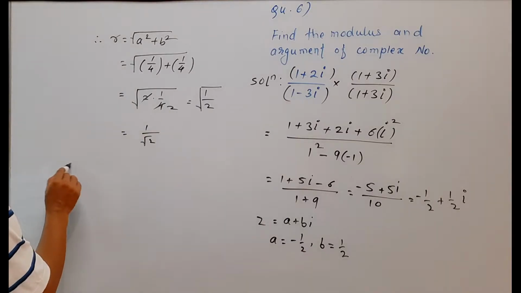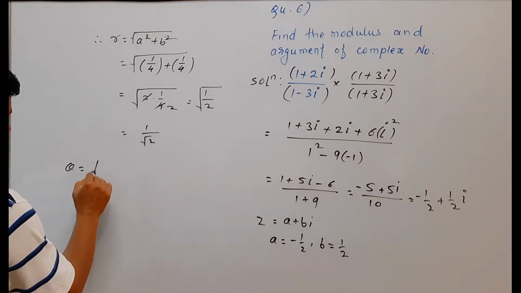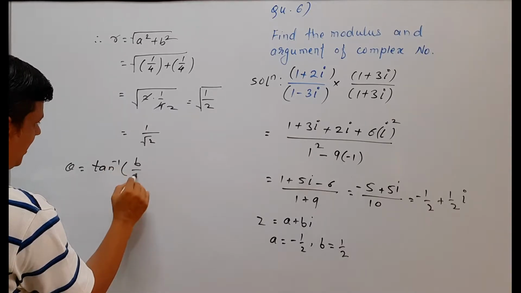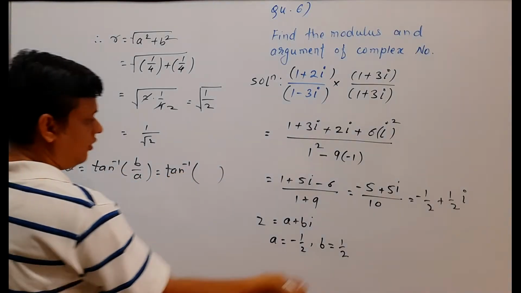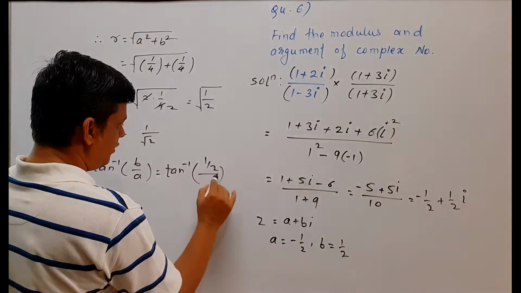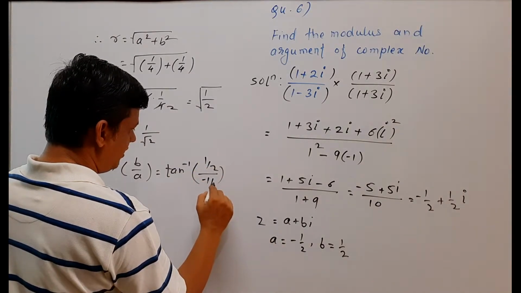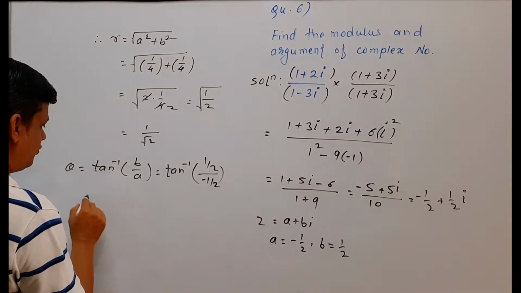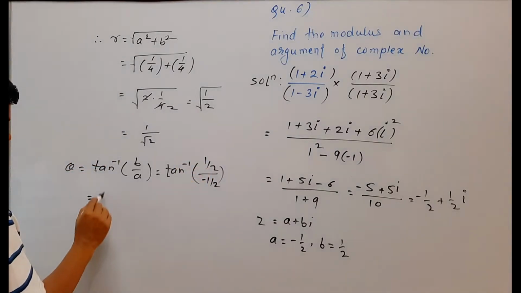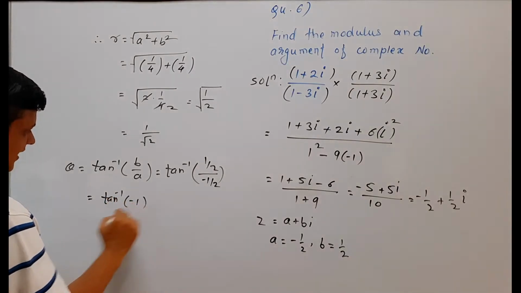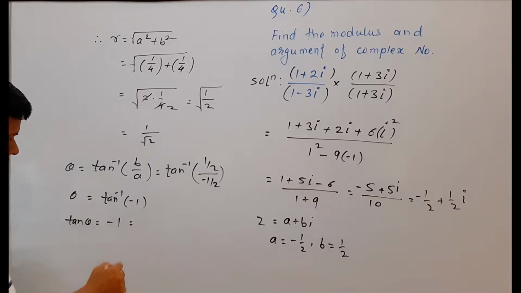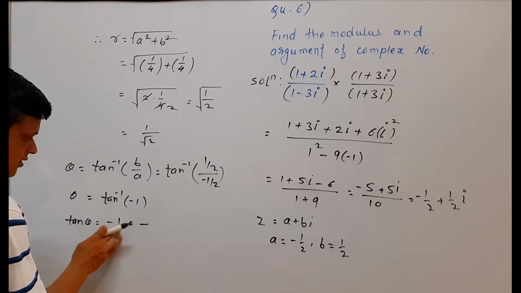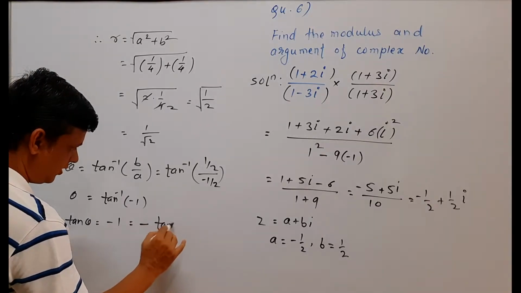Now we have to find the argument, that is the value of theta. So we write here theta is equal to tan inverse of b by a. That is equal to tan inverse of b, value of b is 1 by 2, so 1 by 2 upon the value of a, minus 1 by 2. So the 1 by 2 and minus 1 by 2 get cancelled. We get tan inverse of minus 1. So for that we write this as tan theta is equal to minus 1. So we keep the minus sign as it is. We know that tan 45 is 1.